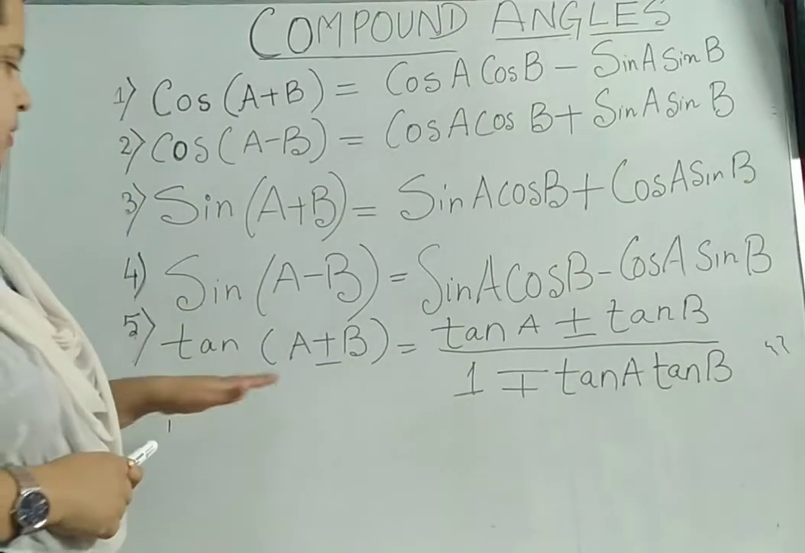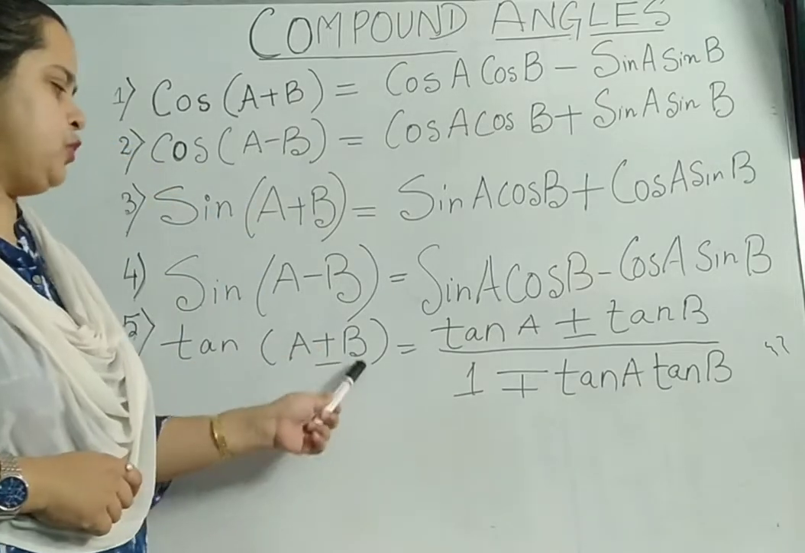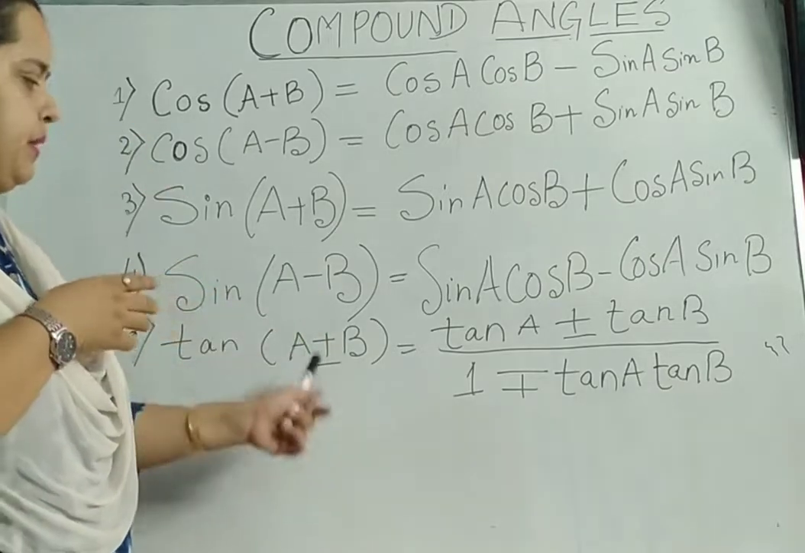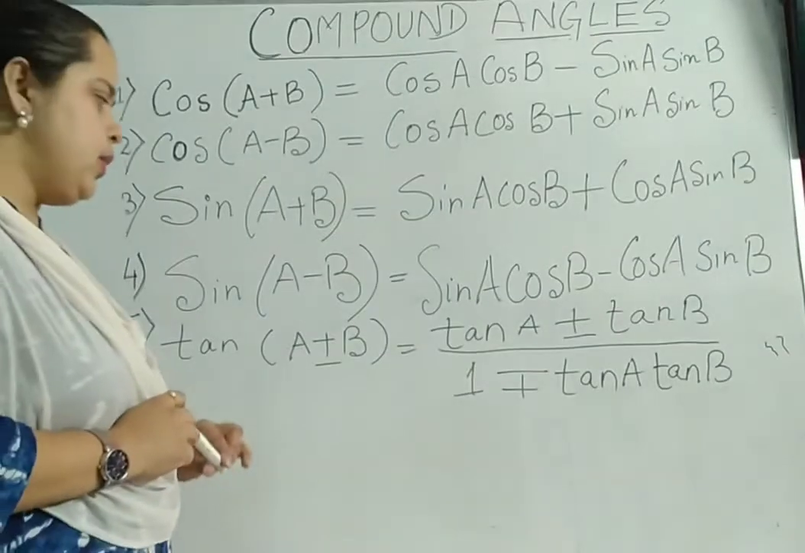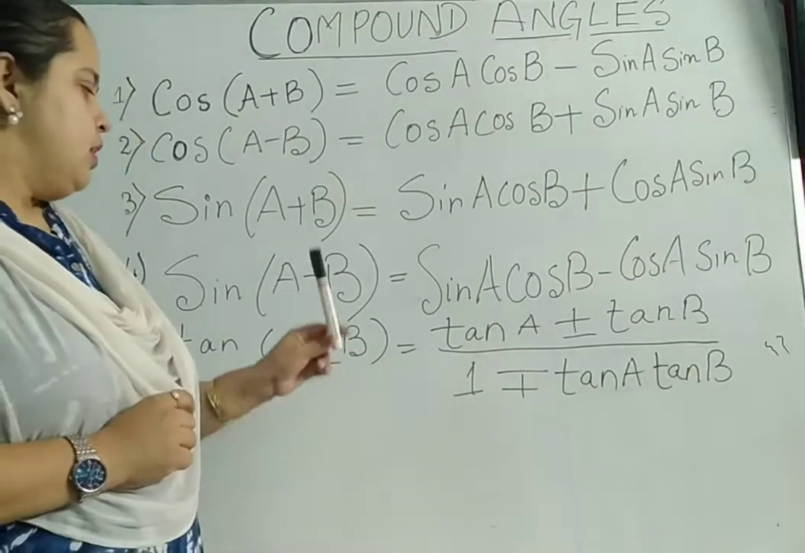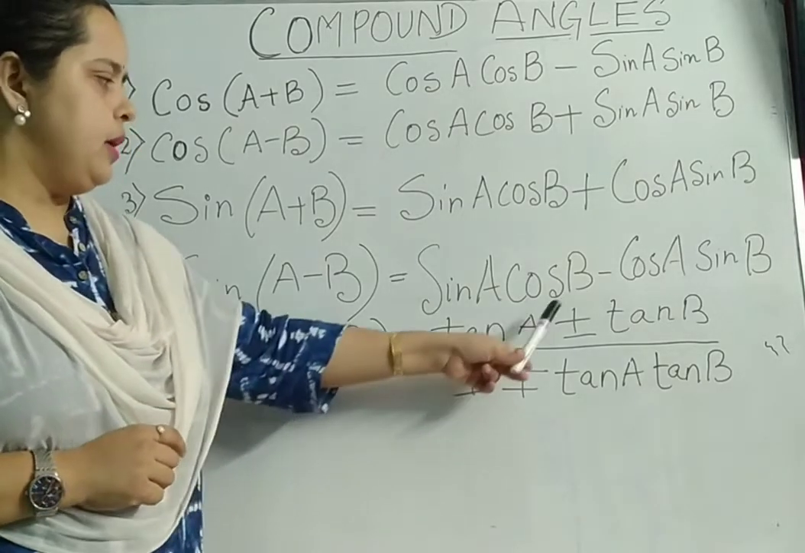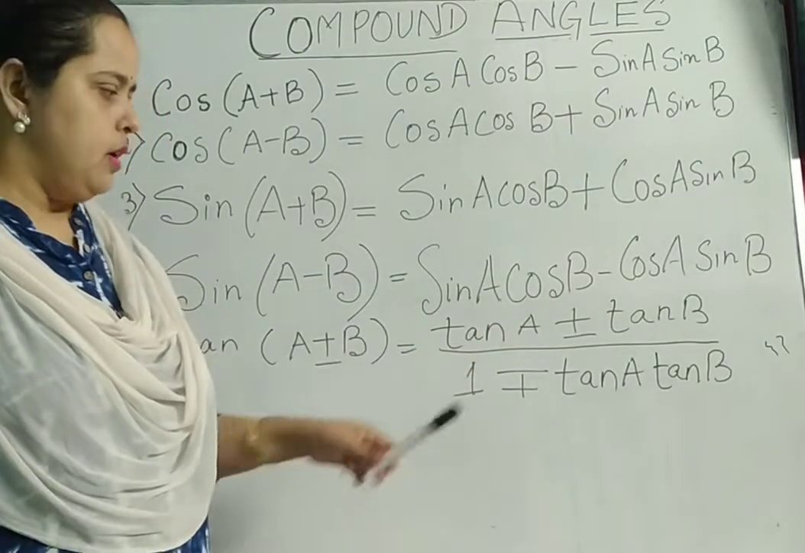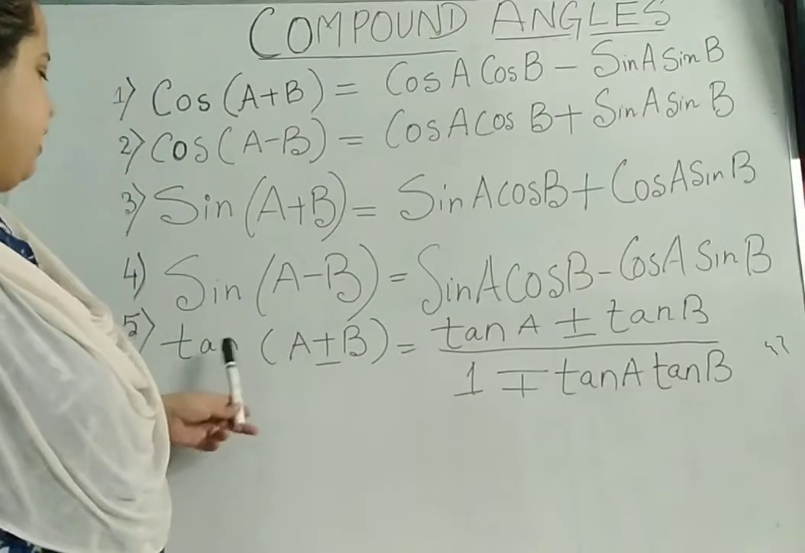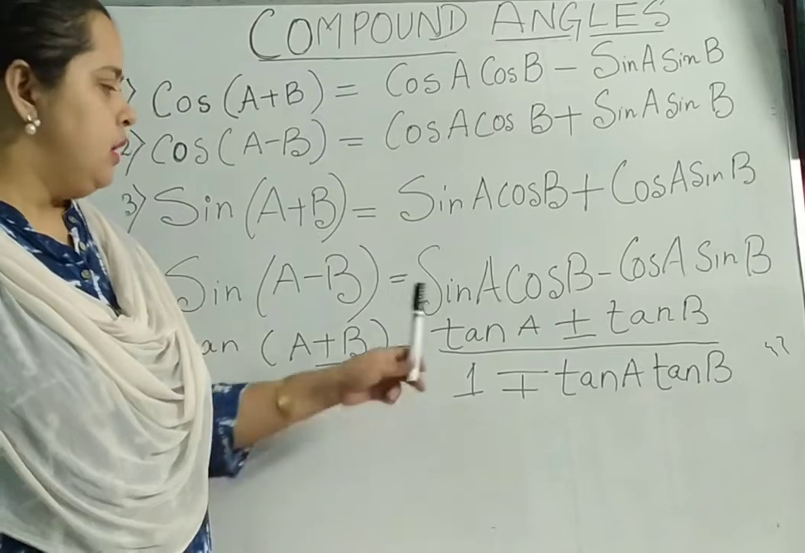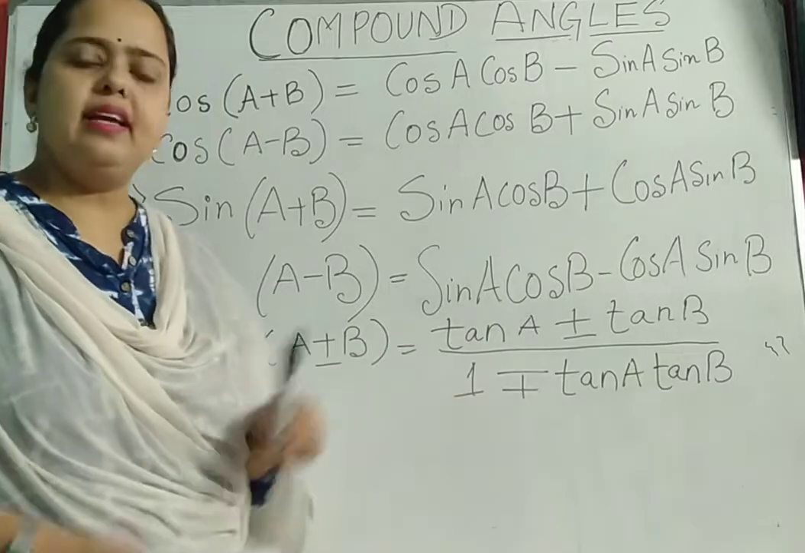Fine. Then comes tan. Here, tan of A plus B and tan of A minus B, I have packed it up into one formula. I have written it in this way. So tan of A plus B, let's read that. Tan A plus tan B by 1 minus tan A tan B. Tan of A minus B is tan A minus tan B by 1 plus tan A tan B.